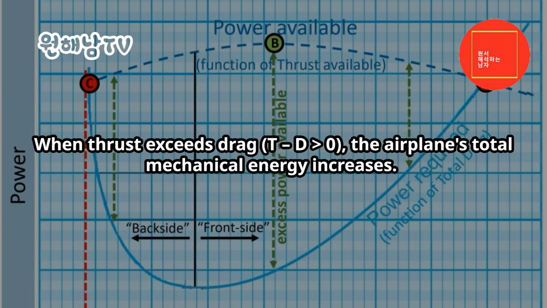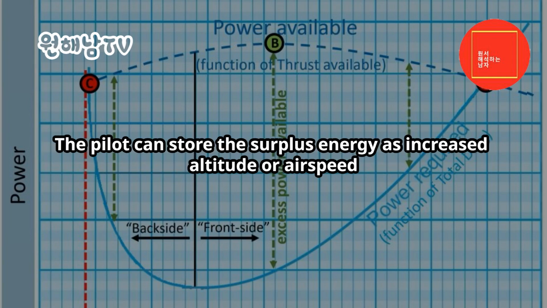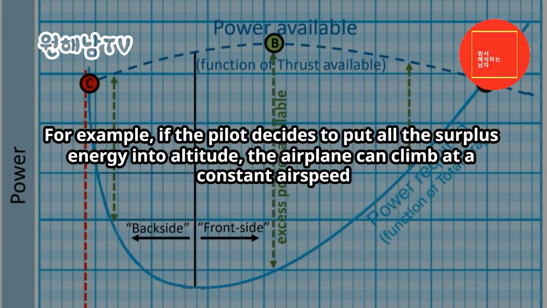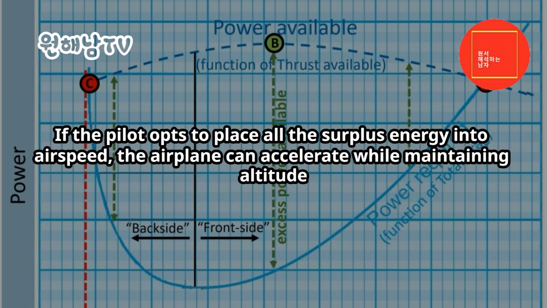When thrust exceeds drag, T - D is greater than 0, the airplane's total mechanical energy increases. The pilot can store the surplus energy as increased altitude or airspeed. For example, if the pilot decides to put all the surplus energy into altitude, the airplane can climb at a constant airspeed. If the pilot opts to place all the surplus energy into airspeed, the airplane can accelerate while maintaining altitude.